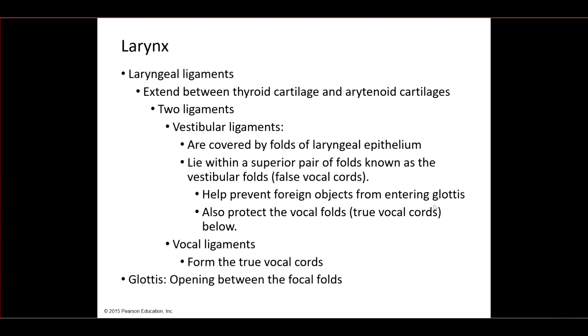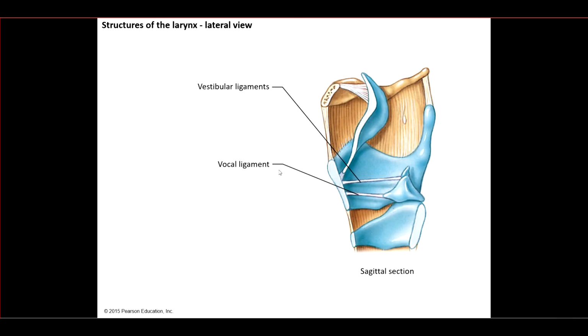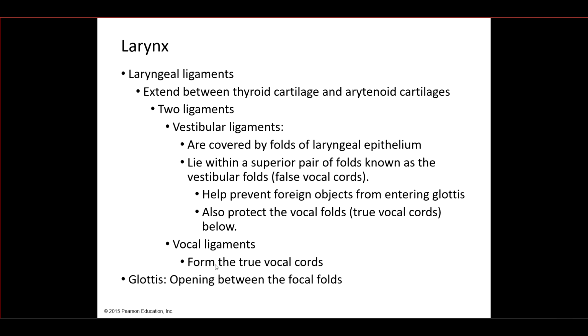The glottis, we're going to see, is the opening between the vocal folds. So we don't want any foreign objects to go down. This is more protective in nature, and they protect the true vocal folds below. So the vestibular ligament here has these epithelium folds over it. This would be where the false vocal fold is going to be. Then the next ligament is the vocal ligament. If you want to highlight this one here, these are going to form our true vocal cords, and if you want to jot down, these are going to produce the sound. Now, the opening between the vocal folds is known as the glottis.